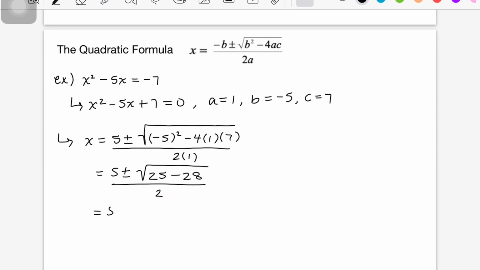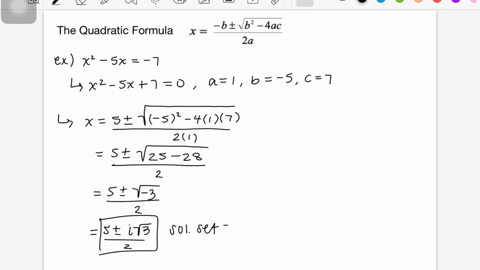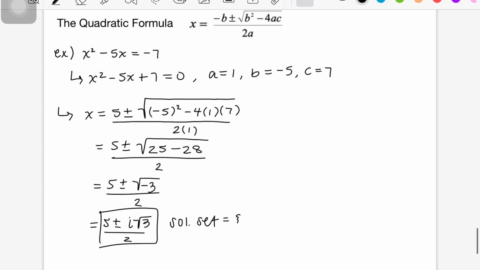Then we'll get 5 plus or minus the square root of negative 3. So we have 25 minus 28, all over 2. And we know that when we have an expression of this form, it's just going to be i times square root of positive 3. And this will be all over 2. Okay. So this tells us that our solution set is going to be 5 over 2 minus i square root 3 over 2, and 5 over 2 plus i times square root 3 over 2.